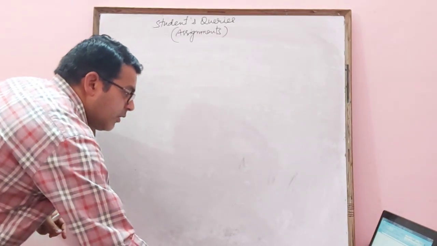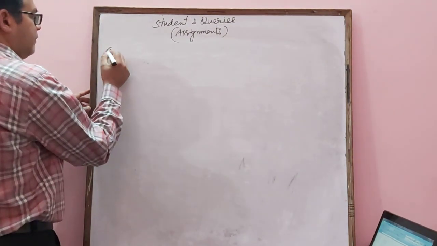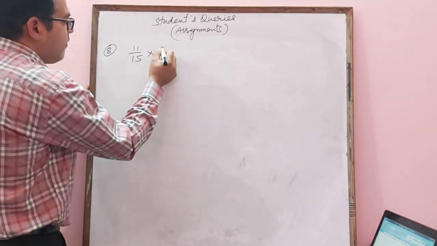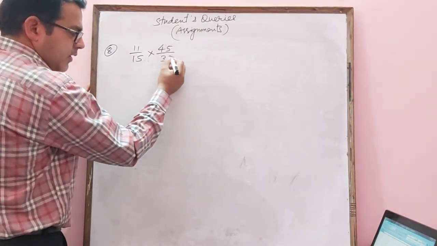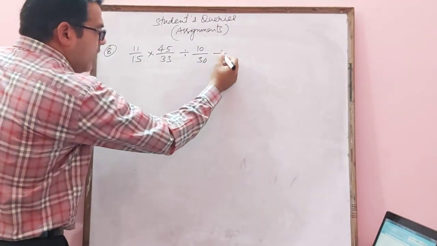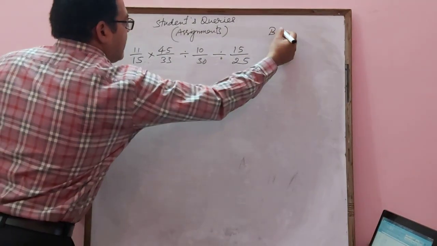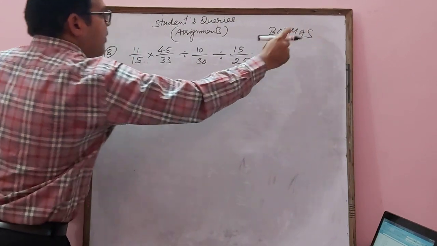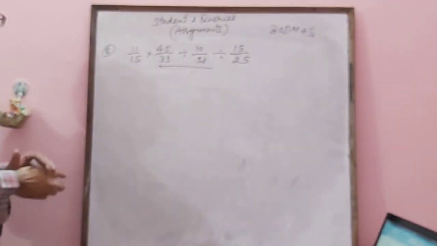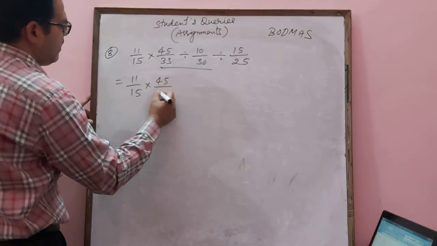Now one more question I will take here. Now question number 8 I am solving. 11 upon 15, then multiplied by 45 by 33, divided by 10 by 30 and again divided by 15 by 25. First you write here BODMAS. So before multiplication we have to go with division. It means we have to solve this one first. Right? So how can we solve it?